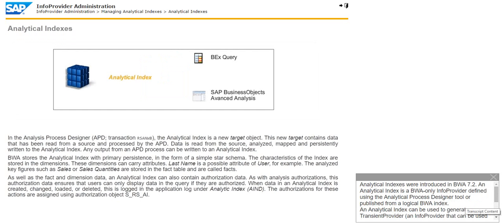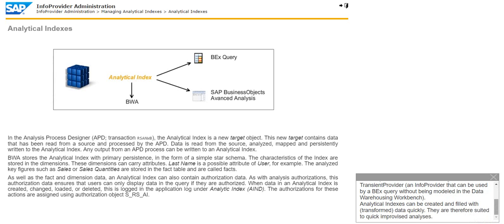Analytical indexes were introduced in BWA 7.2. An analytical index is a BWA-only InfoProvider defined using the Analysis Process Designer tool or published from a logical BWA index. An analytical index can be used to generate a transient provider, that is, an InfoProvider that can be used by a BEx query without being modeled in the data warehousing workbench. Analytical indexes can be created and filled with transformed data quickly. They are therefore suited to quick improvised analyses.